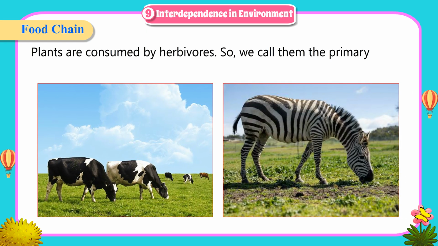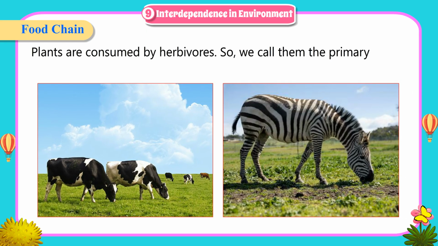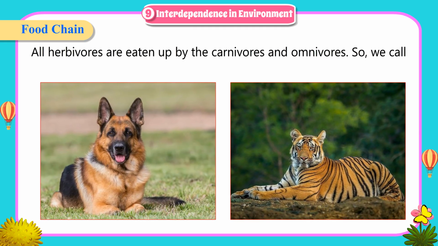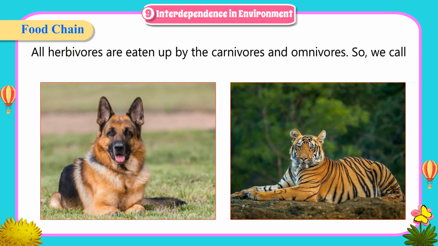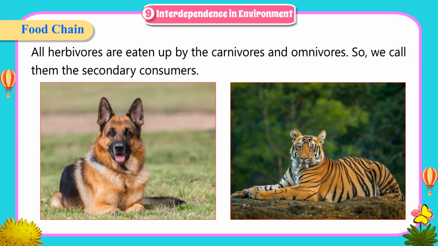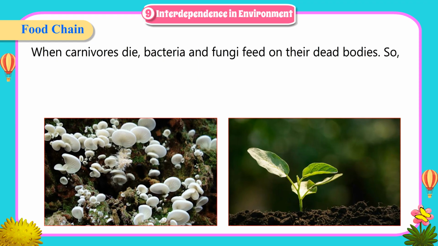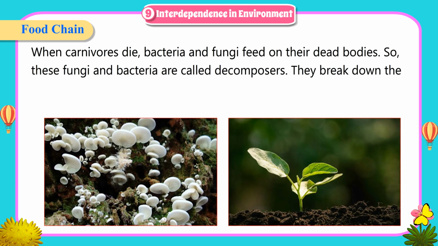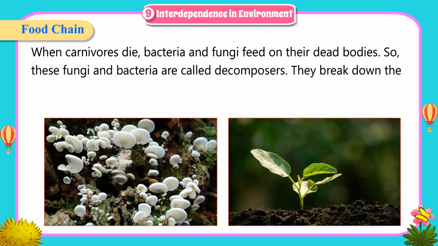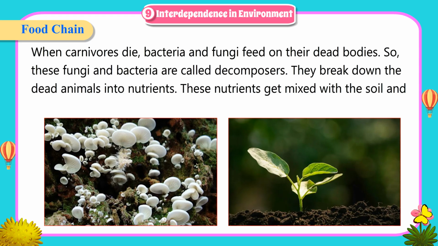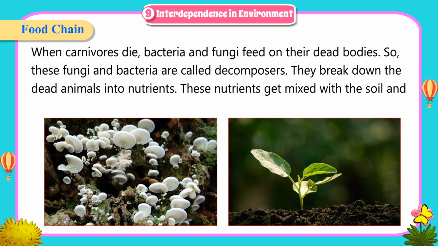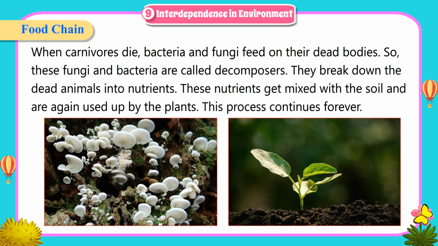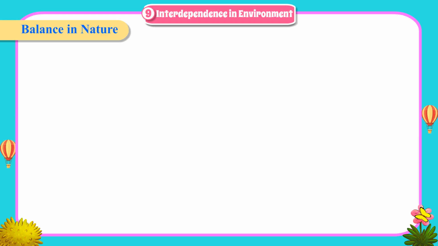Plants are consumed by herbivores. So, we call them the primary consumers. All herbivores are eaten up by the carnivores and omnivores. So, we call them the secondary consumers. When carnivores die, bacteria and fungi feed on their dead bodies. So, these fungi and bacteria are called decomposers. They break down the dead animals into nutrients. These nutrients get mixed with the soil and are again used up by the plants. This process continues forever.